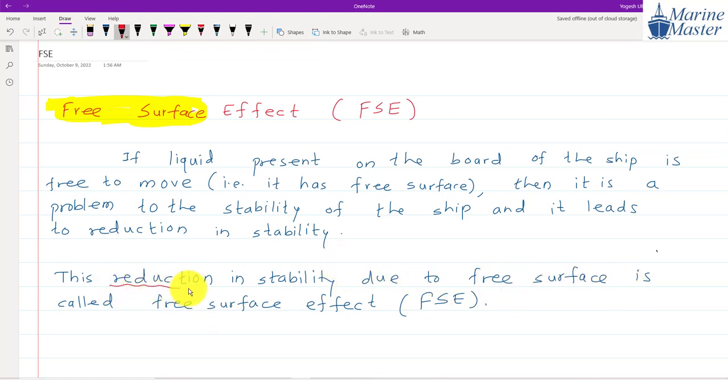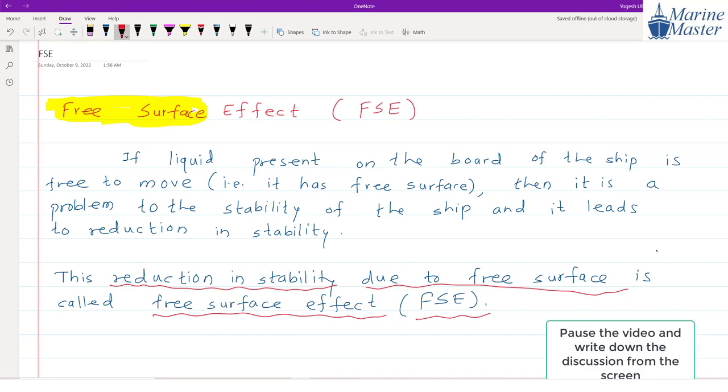Reduction in stability due to free surface is called what, guys? Free surface effect. So before going further, guys, please everyone write down this discussion now. And then we will write down the relation of free surface effect after this discussion, guys.